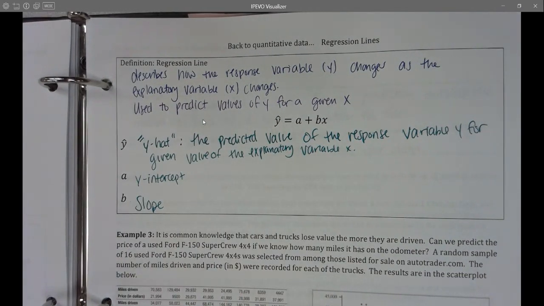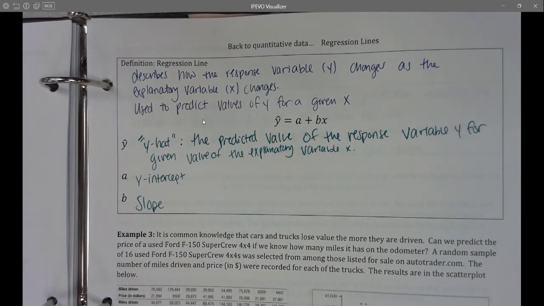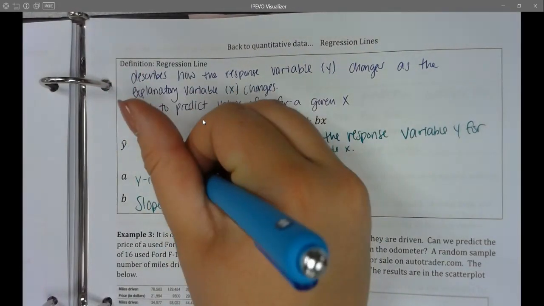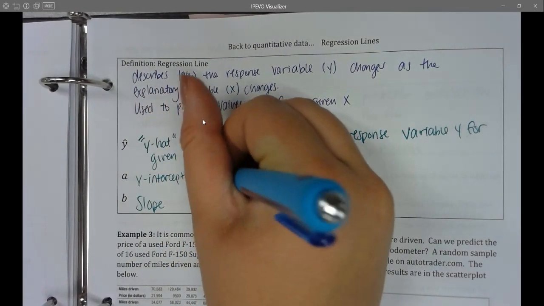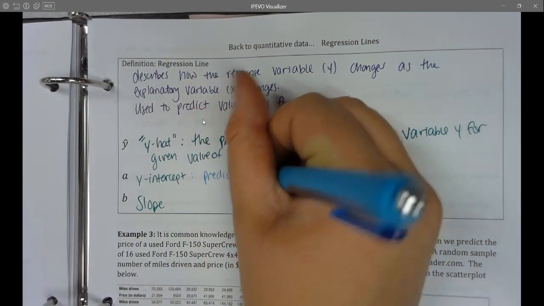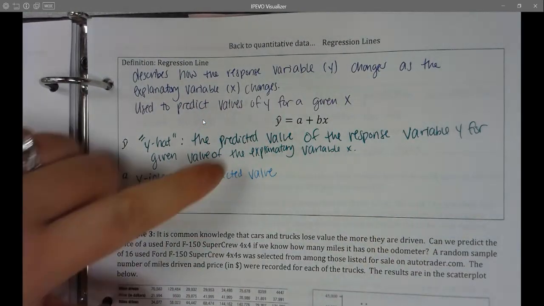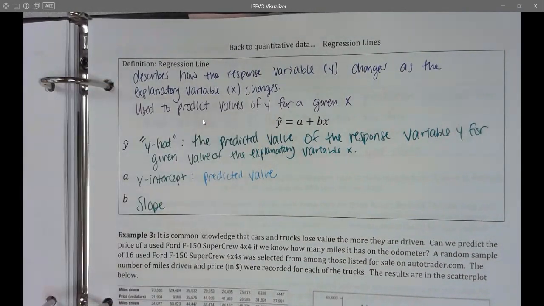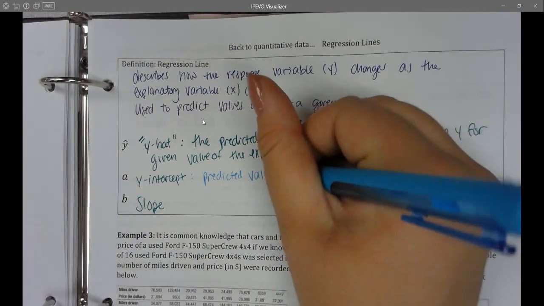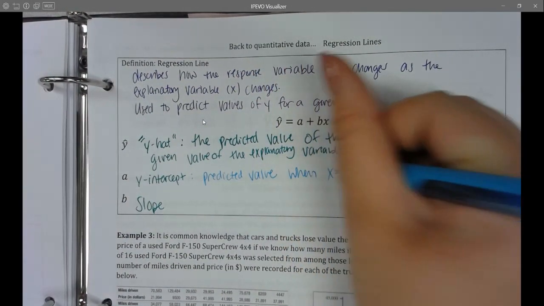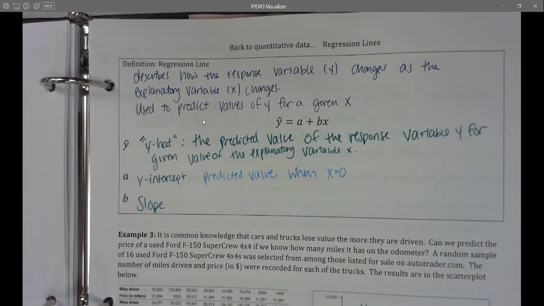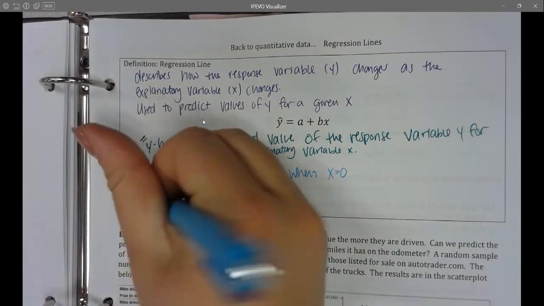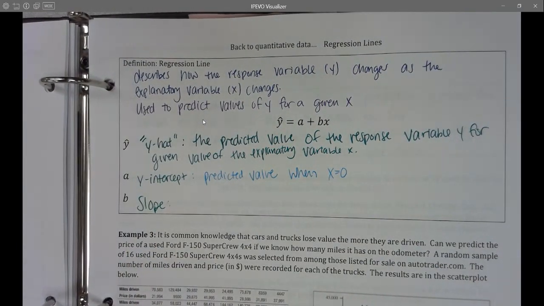Let's think about what the y-intercept and the slope mean in context, taking us back to Algebra 1 today. The y-intercept is the predicted value. I'm going to remind you that the y hat is not an actual value, it's a prediction. So our y-intercept would be the predicted value when x equals 0. It's going to be really important that we include the word predicted in everything that we do with regression lines.